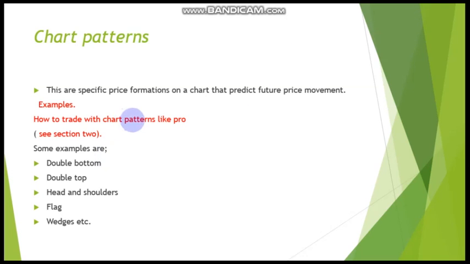We're going to see in section 2 how to trade these chart patterns on our TradingView, and I'll show you some examples using bearish and bullish candlesticks to explain chart patterns. For now, what you need to know are some examples of these chart patterns: we have the double bottom, the double top, head and shoulders, and flag. For head and shoulders, we have inverted head and shoulders, and normal head and shoulders. From their names, guys, you can discover how the patterns look. We also have wedges.